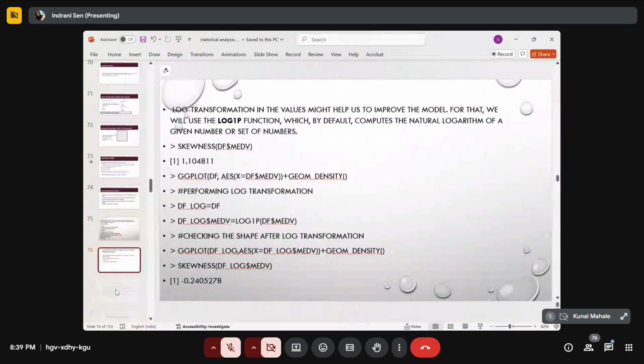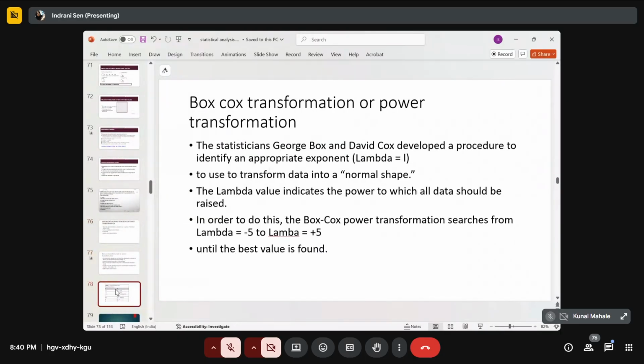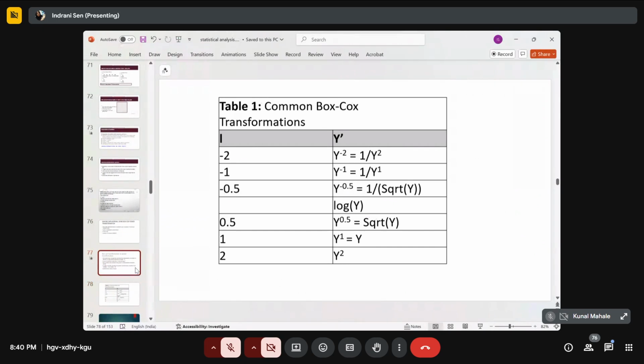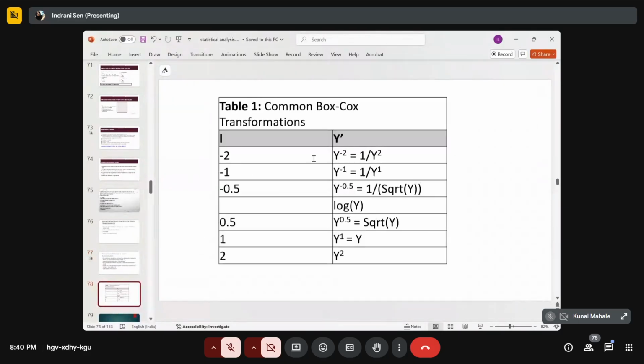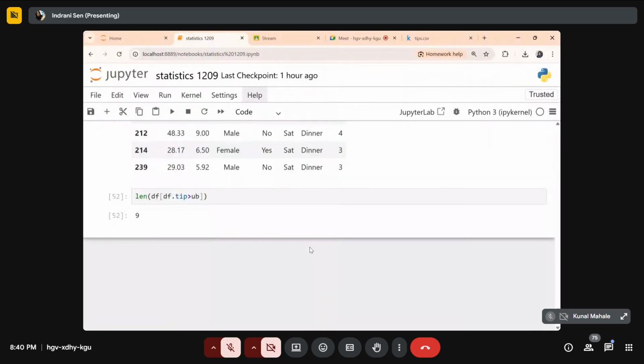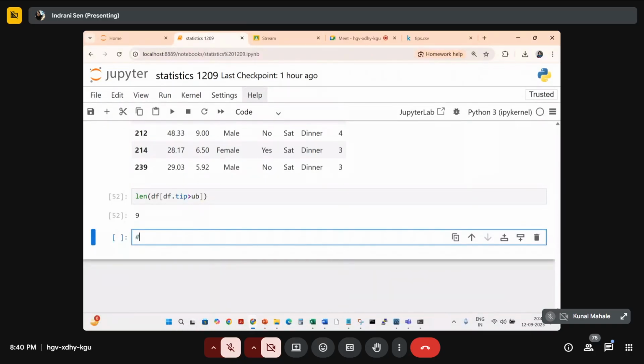We also can perform a transformation called log transformation, which also reduces the outliers. We have a package for Box-Cox transformation or power transformation, with the help of which we can do a lot of transformations, like -2 here, which means a square transformation. We also have square root transformation and log transformation. All these different types of transformations are there. So I'm just doing some basic handling of outliers. Let's do some basic handling of outliers.